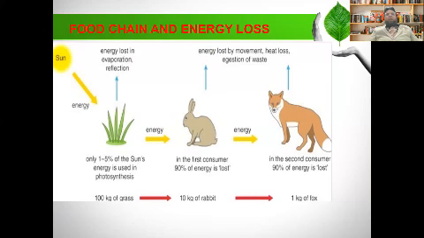And sometimes there is a question: why are there not so many energy levels, why only 4 or 5 energy levels? Because every time 90% of the energy is lost in the environment, and only 10% of the energy is transferred into the organism. So see here, after 4 or 5 trophic levels, there is no energy left. That is why there is no sixth or seventh trophic level.